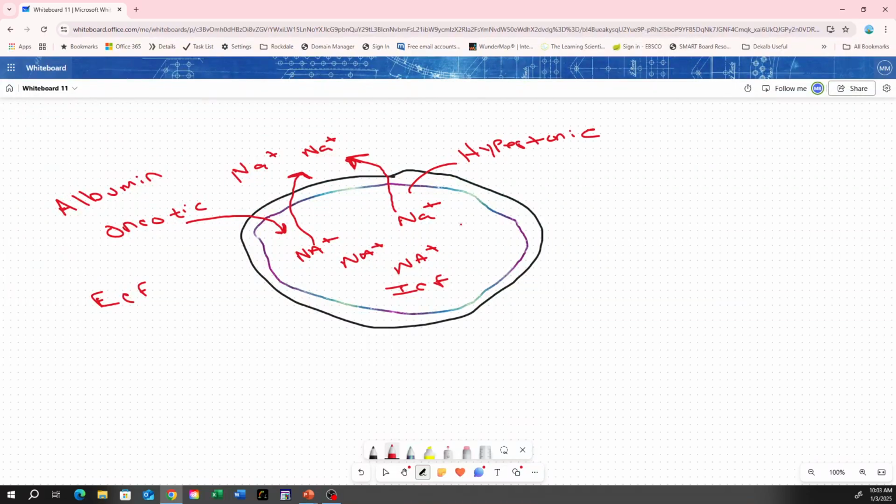So at the end of the day, once this is complete, the cell is going to be much smaller than it was before because it's drawing fluid away. It's drawing the sodium away, and fluid follows sodium. Water follows sodium, rather, and the cell is going to be much smaller.